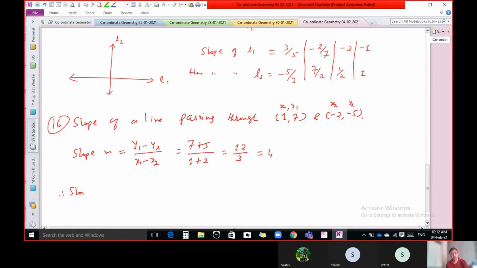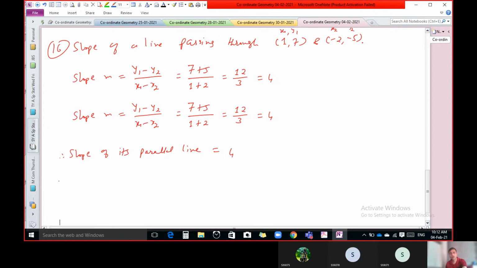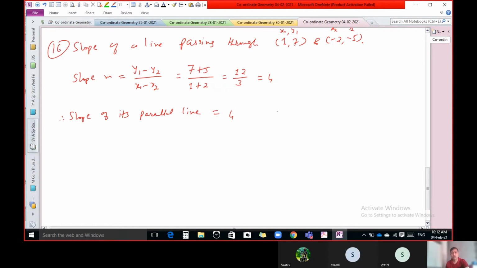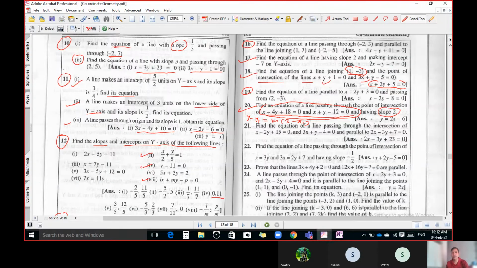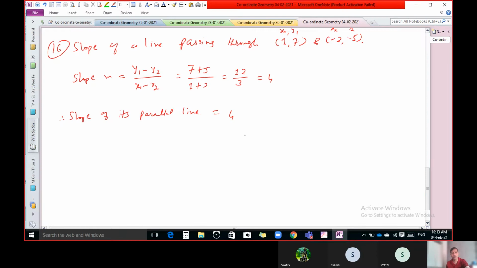Therefore slope of its parallel line equal to 4, because parallel lines have the same slope. So now once the slope is given, see the question. Find the equation of a line passing through (-2, 3) and with this slope 4.